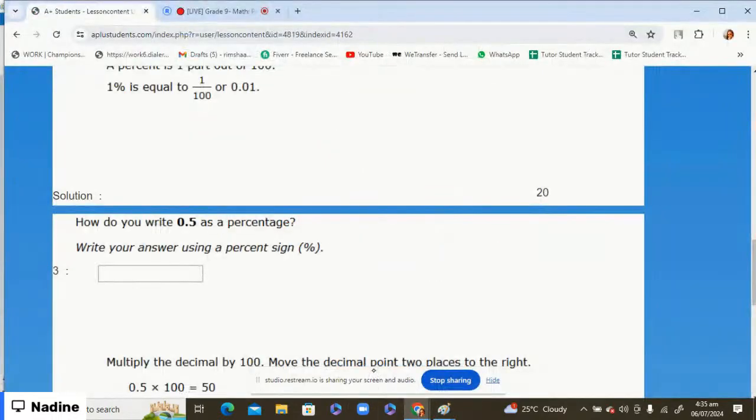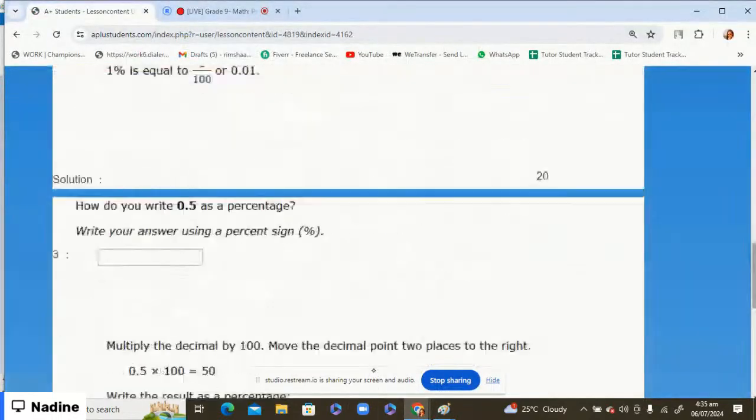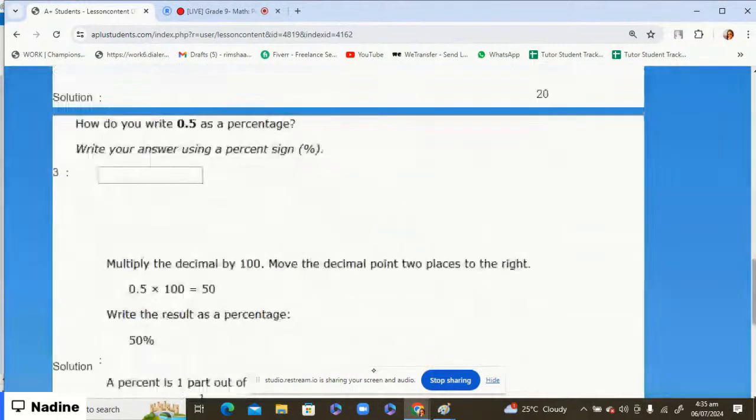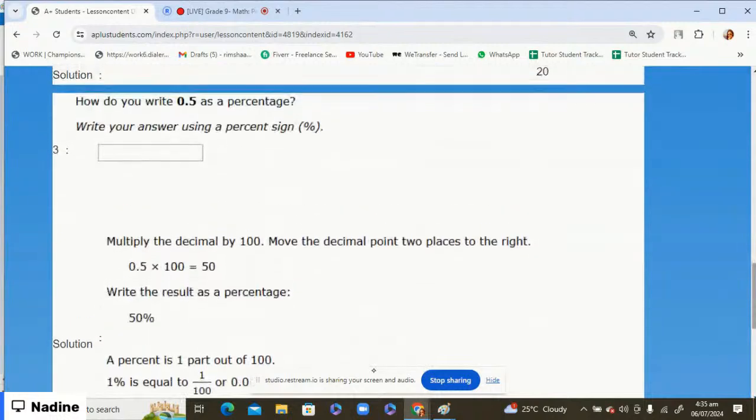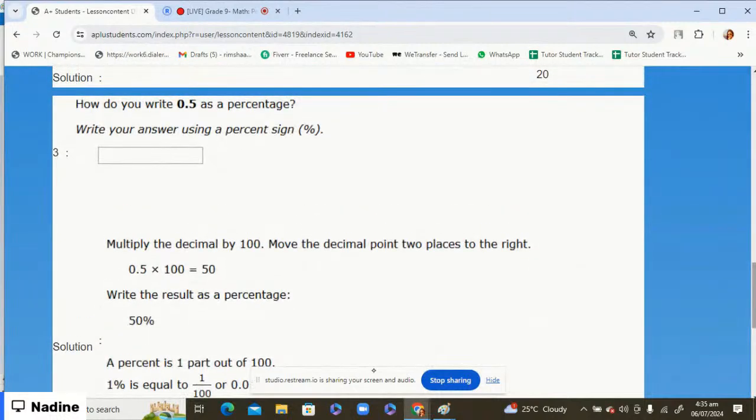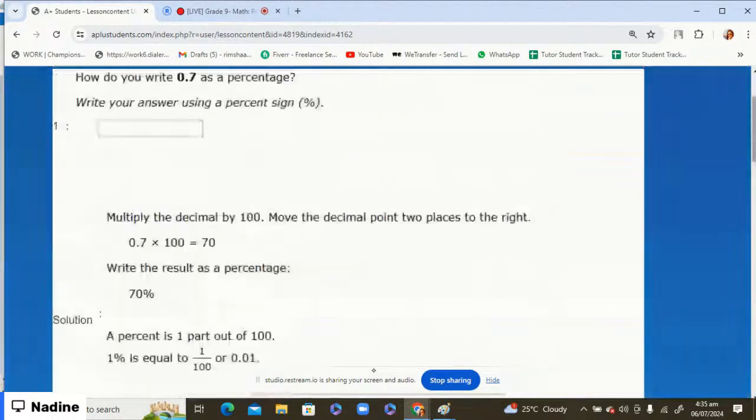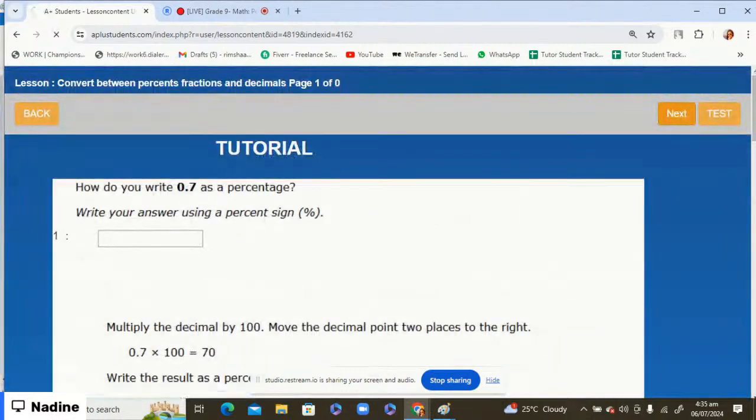let's take another example. In the case of decimals, 0.5 as a percent, just multiply with 100. And 0.67 as a percentage, just multiply with 100.